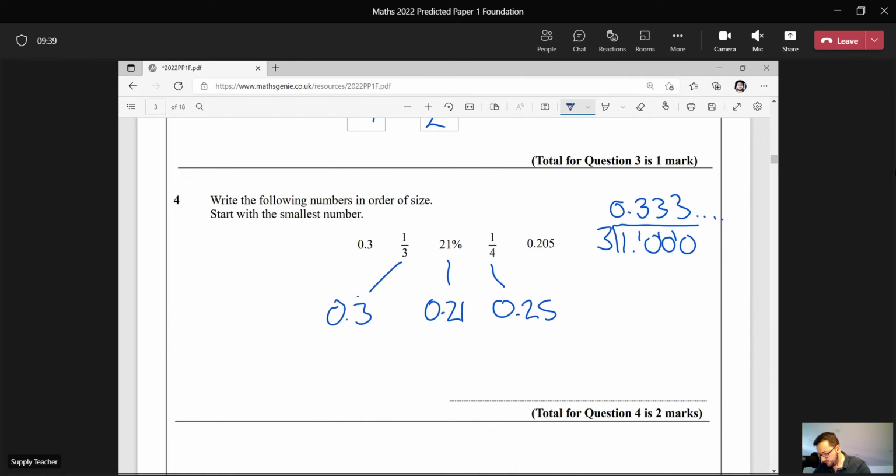Alright then, so once you've done that, you can just look at them, and we want to write them in order in the answer. Now make sure when you put them in your answer, you use the original numbers that they've used. Okay, so the smallest one to me looks like 0.205. Then it's 0.21, but we'll write that as 21%. Then it looks to be 0.25, which is a quarter. Then it's 0.3. And finally, it's going to be a third. Okay.